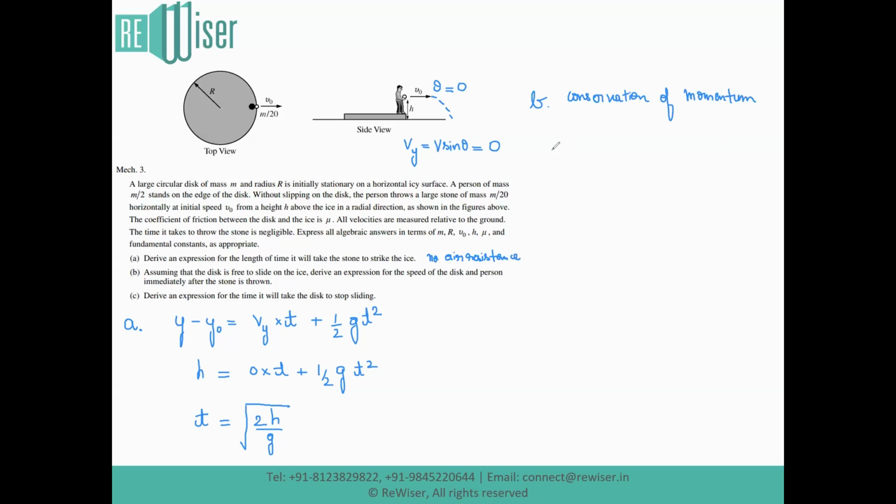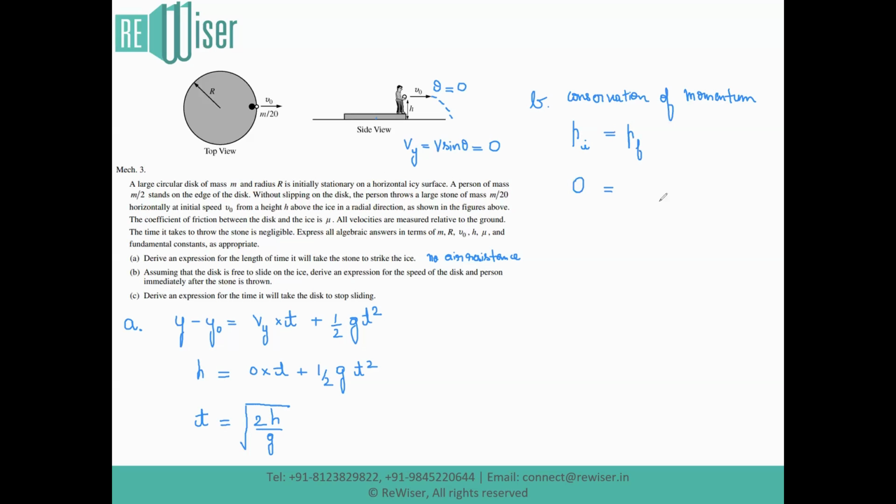Conservation of momentum is a very simple concept. It says that the total momentum P initial, that is before collision, is equal to the total momentum after collision, which is final PF. Since initially all the bodies, that is the disk, the person, and the stone, all of them are at rest, the total initial momentum is considered 0, while after, we consider the disk and the person as one single entity, whereas the stone is considered as another entity.